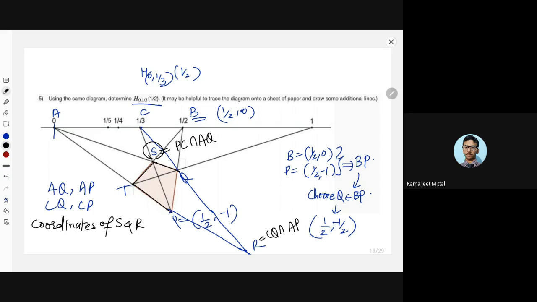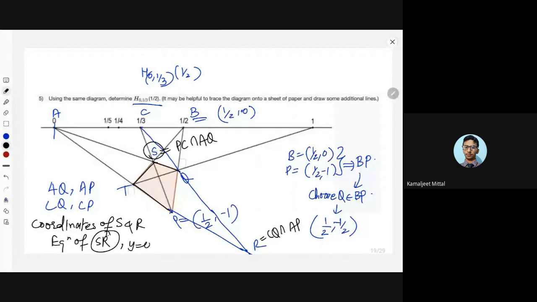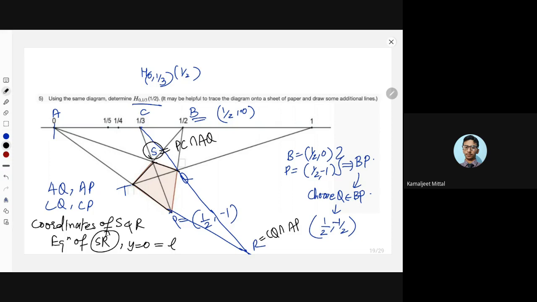And now once you have coordinates of S and R, you can find out the equation of SR. Once you have the equation of SR, you just need to put x equal to 0, because that's what L is, in order to get the coordinate where it's going to intersect, which is actually 1 by 4. So yeah, that's the procedure.